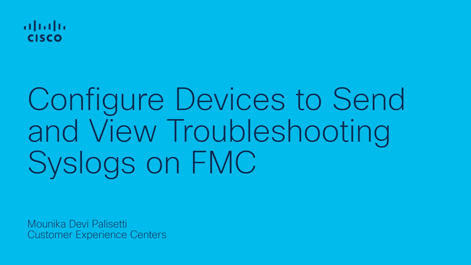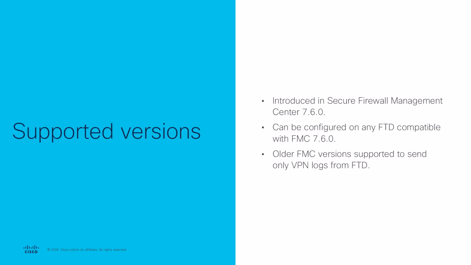In this video, I want to demonstrate how to configure managed devices to send diagnostic syslog messages to Secure Firewall Management Center (FMC) and view them in the Unified Event Viewer. This feature has been introduced in FMC 7.6 and it can be configured on any Secure Firewall Threat Defense (FTD) running a software version compatible with FMC 7.6. Let's see how we can enable this feature in a detailed way.